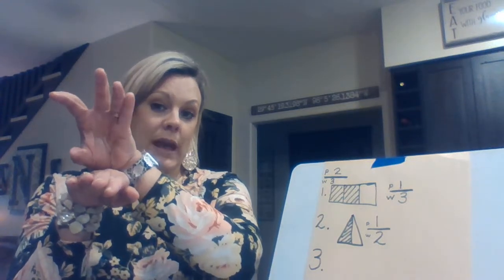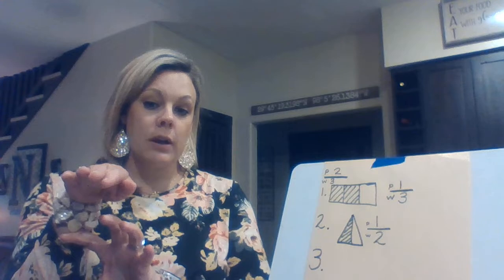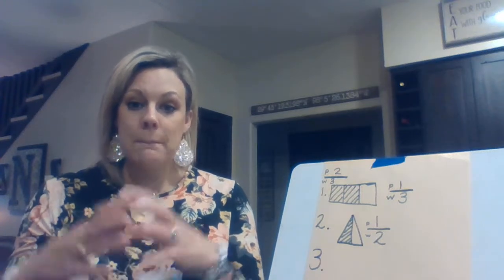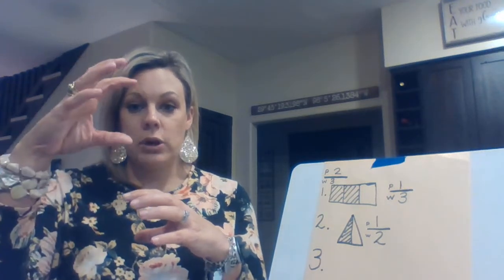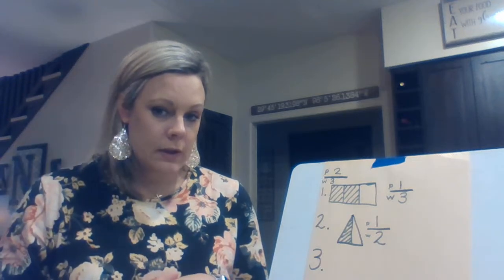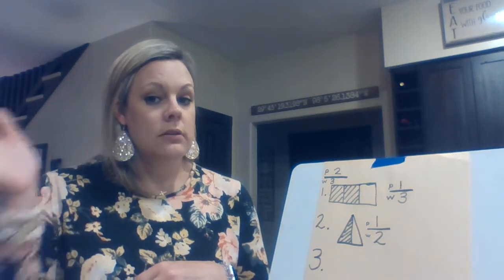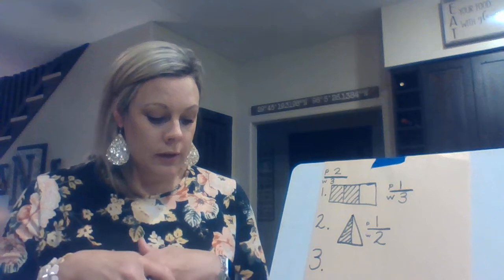The number on the top tells me how many are not colored. The number on the bottom tells me how many there were in the whole thing, how many make the whole thing, and then how many parts are special. Okay? Push pause if you haven't gotten it yet. If you have gotten it, let's keep on going.